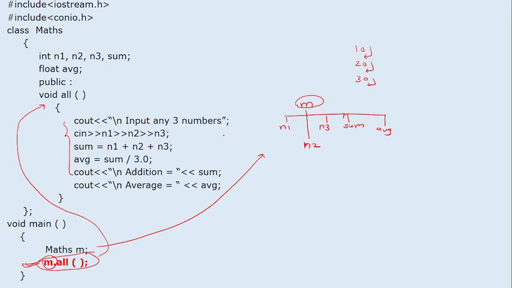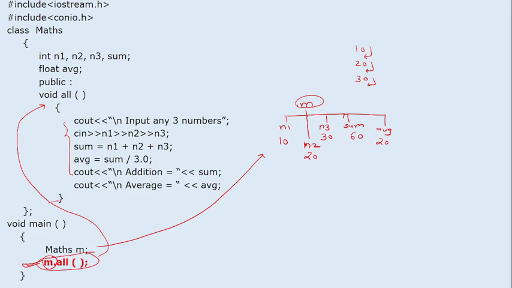When you press the enter key, the value 10 will be given to n1 of m, 20 will be given to n2 of m, and 30 will be given to n3 of m. Then it will calculate sum and average. Sum equals n1 plus n2 plus n3, and everything is considered from m. It will calculate the average and then display addition equal to 60 and average equal to 20.0.